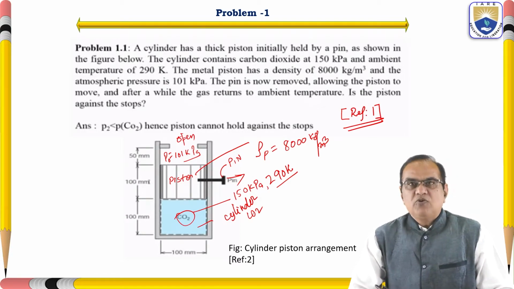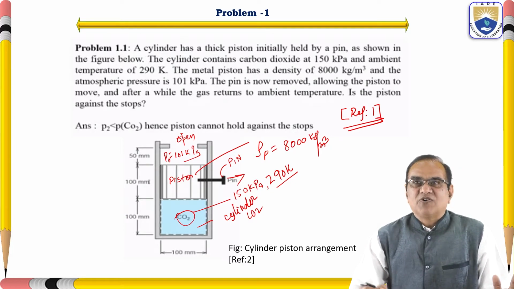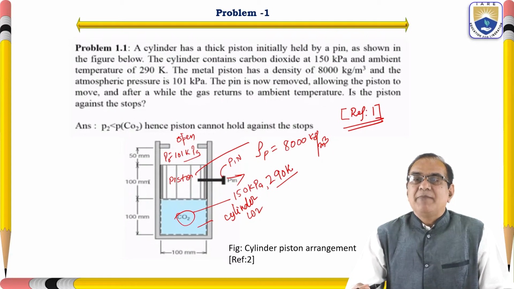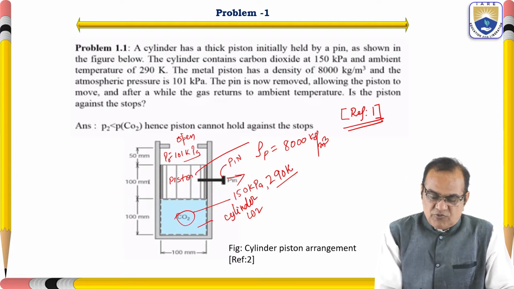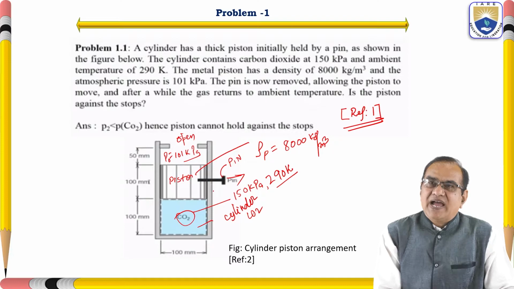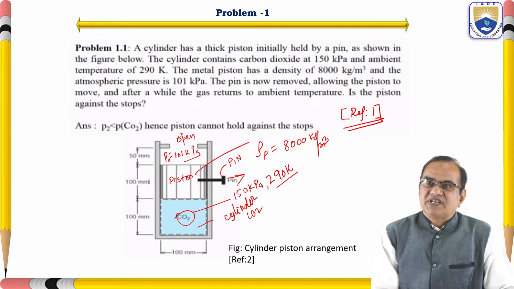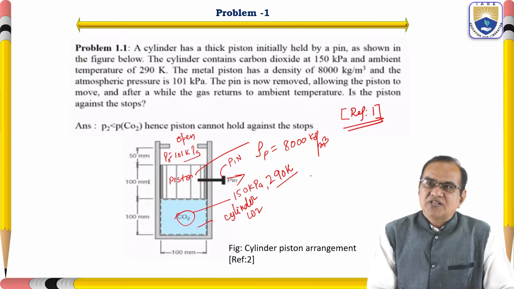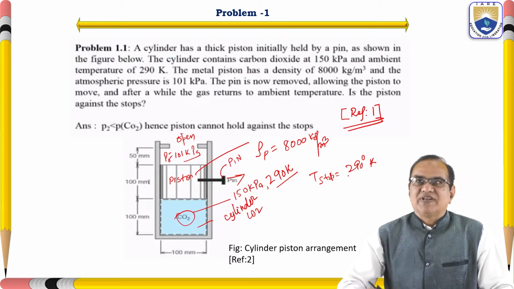If you remove it, the piston will move either up or down. We are not sure now in which direction it will move. And after a while, the gas returns to ambient temperature. So after removing the pin, the gas again reaches its ambient temperature of 290 Kelvin. So T1 is also equal to T stop, which is equal to 290 Kelvin.